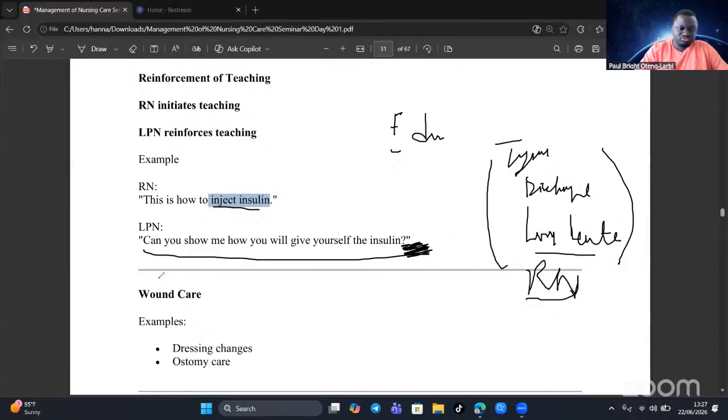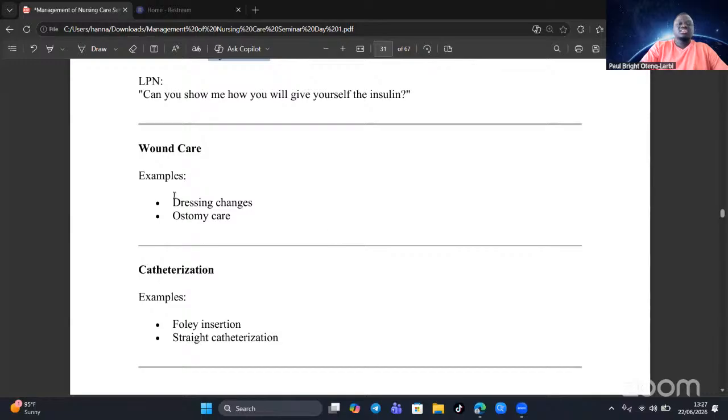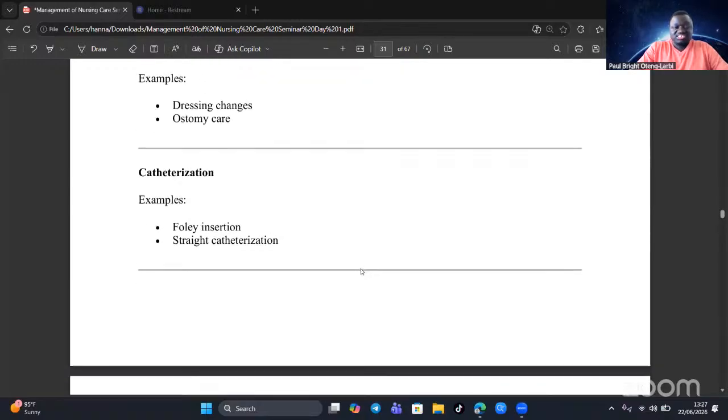Okay, good. Wound care, dressing wound and ostomy care, with patient stability, they can give it. Okay. Then catheterization. Yes, some states allow it, please, I'm coming.